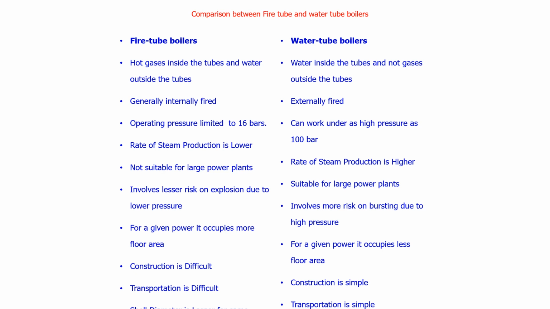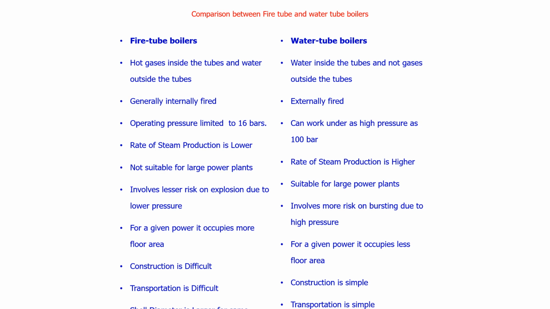In the case of explosion, the risk is higher in the water tube boiler due to the high pressure developed inside the tube, around 200 bar, whereas with a low pressure fire tube boiler, less than 20 bar, the explosion rate is lower. And fire tube boilers occupy more space, more floor area for the given power generation, whereas water tube boilers occupy less area for the given power generation.